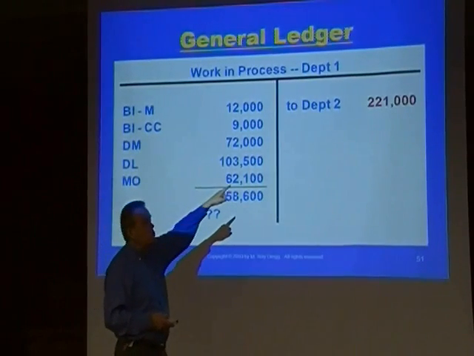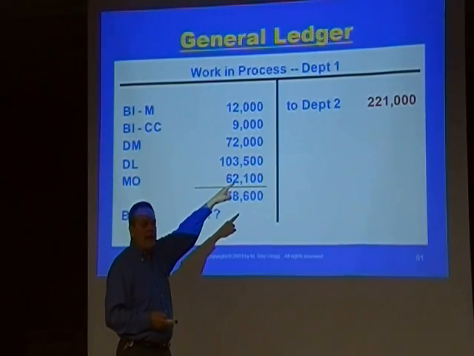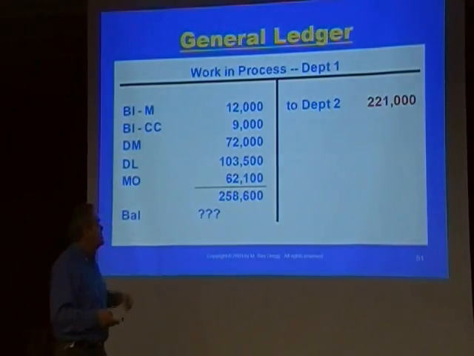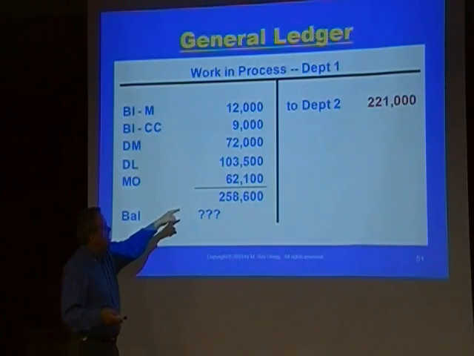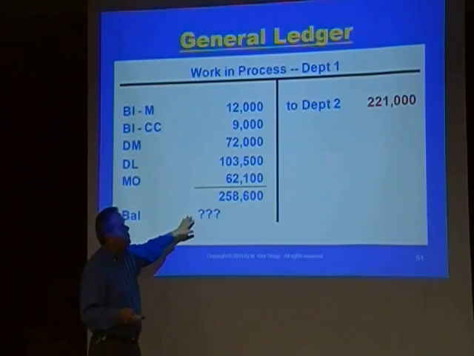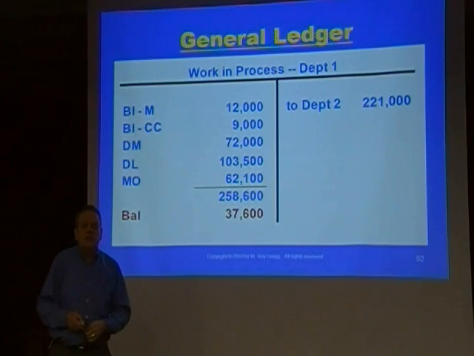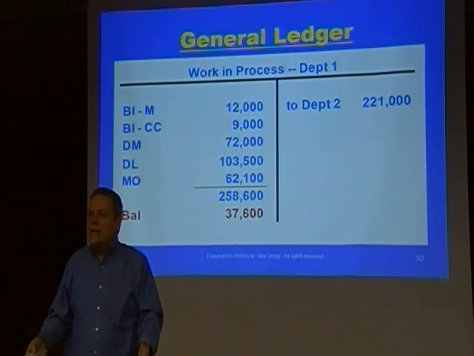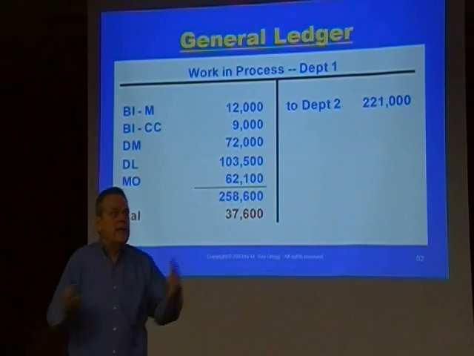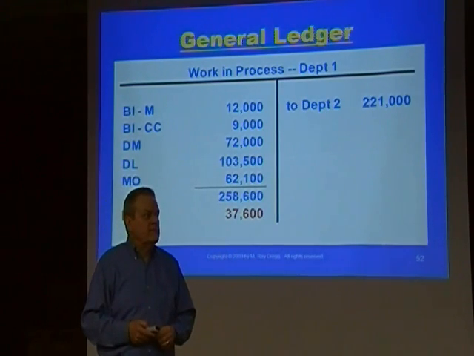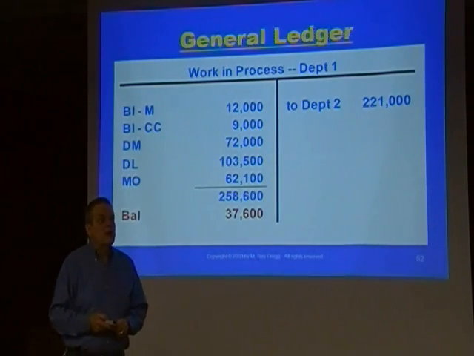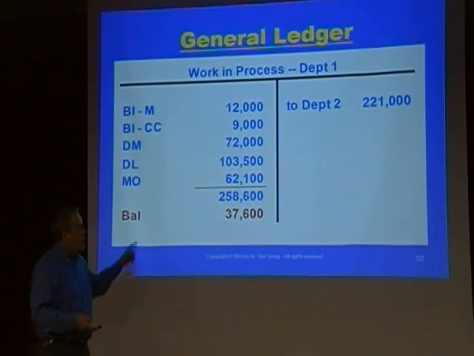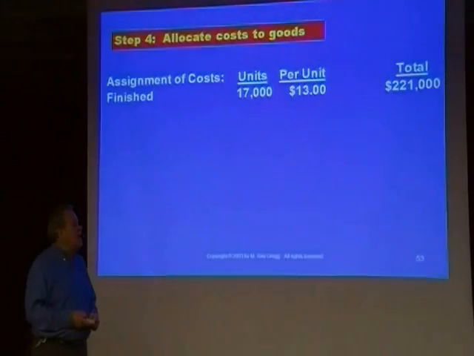Let's post the $221,000 to that account and find the balance of this account. $258,600 minus $221,000 is $37,600 of costs that are remaining here, that will be here to begin next month. That's how many costs we're responsible for. I'm curious to know whether we can prove that.